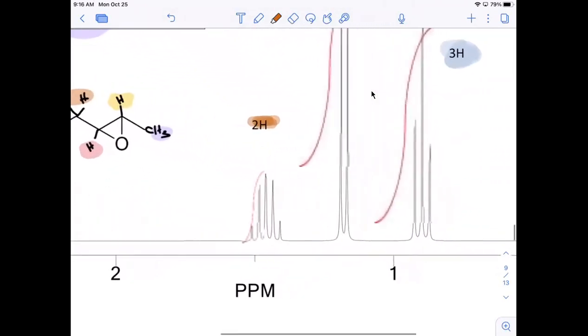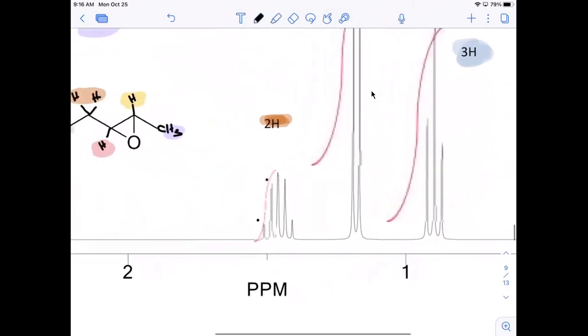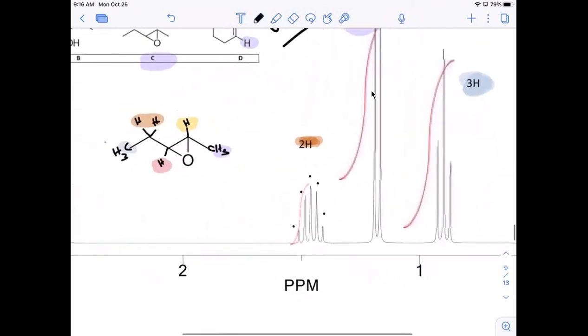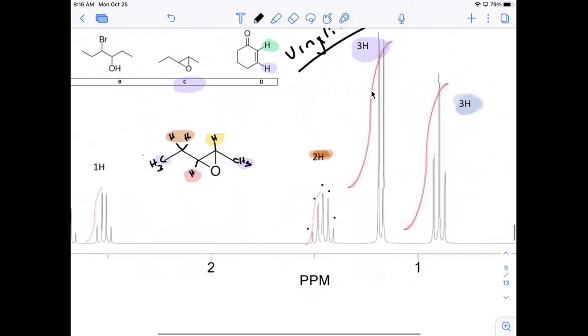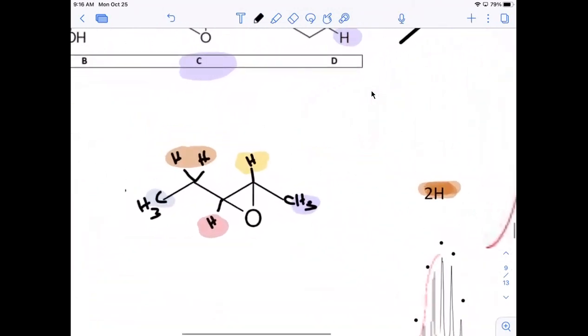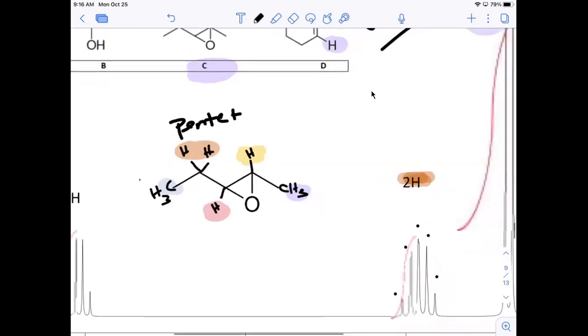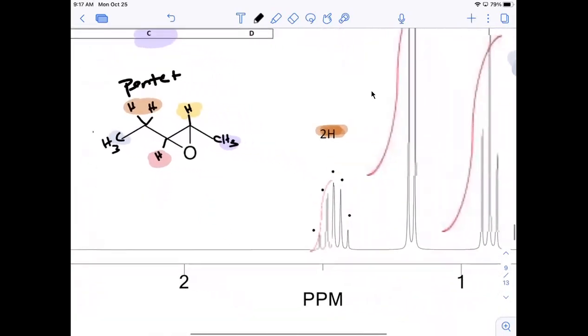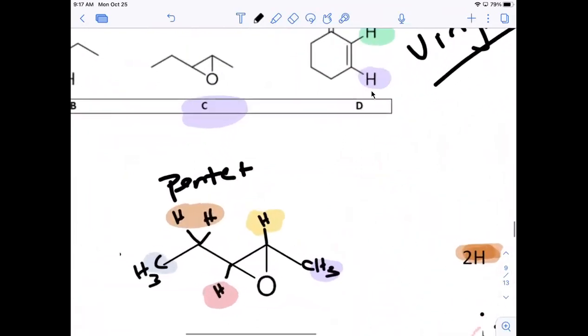So you can look here and see 1, 2, 3, 4, 5. It's a pentet. Shouldn't it be a pentet? Yes, it is. And it's got 3 neighbors to the left and 1 to the right. So n plus 1, n equals 4, n plus 1 is 5, so it should be a pentet. So I'm going to put that here. It's a pentet at about 1.4 parts per million.